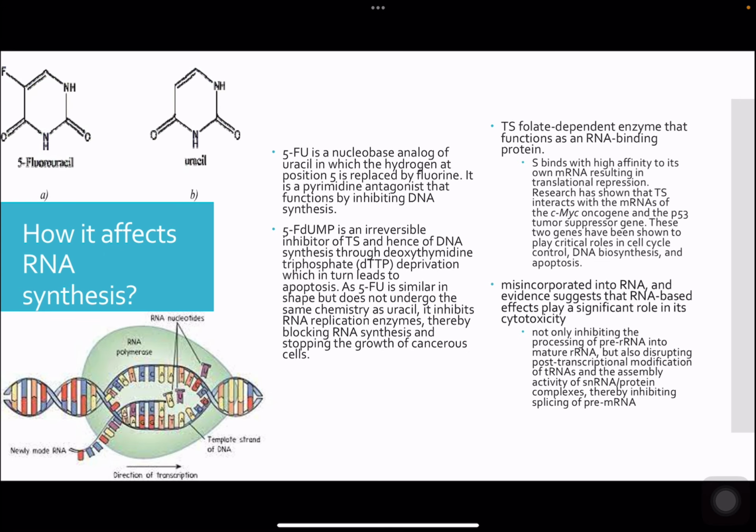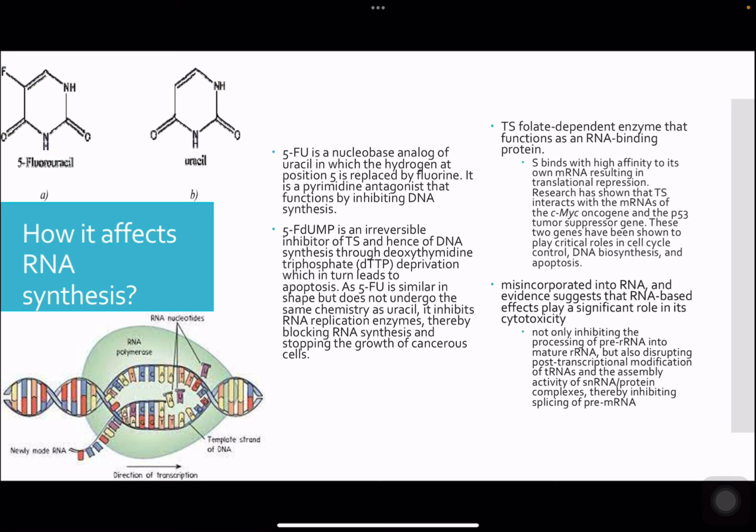How it affects RNA synthesis. 5-FU is a nucleobase analog of uracil in which the hydrogen at position 5 is replaced by fluorine. It is a pyrimidine antagonist that functions by inhibiting DNA synthesis. FdUMP is an irreversible inhibitor of TS and hence of DNA synthesis through deoxythymidine triphosphate, which is dTTP. This deprives the cell, which leads to apoptosis.